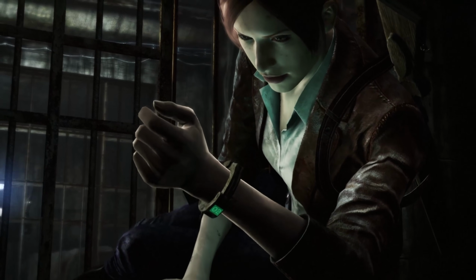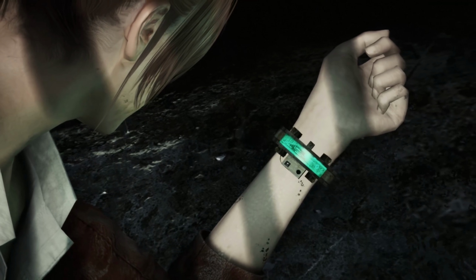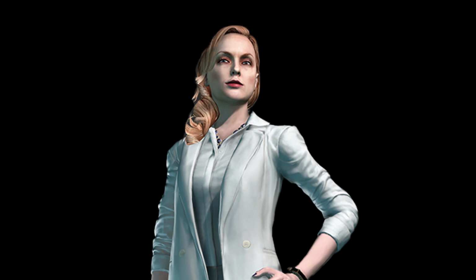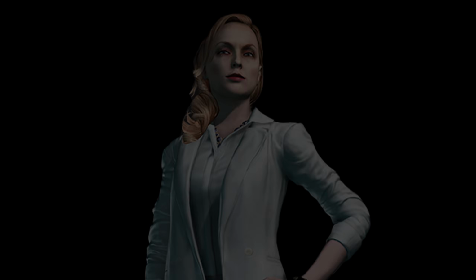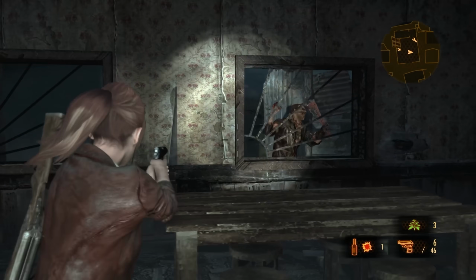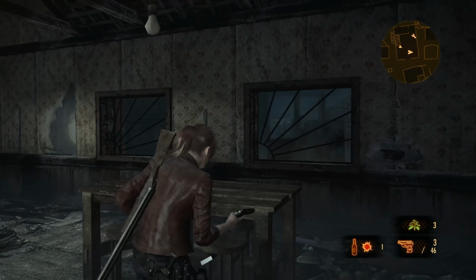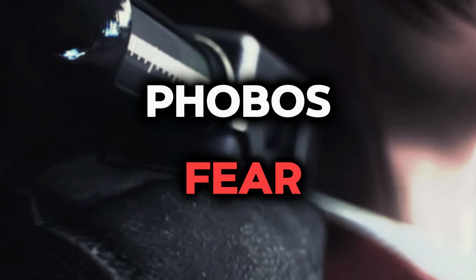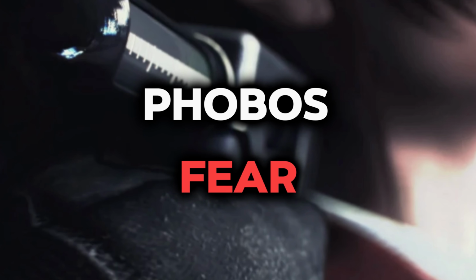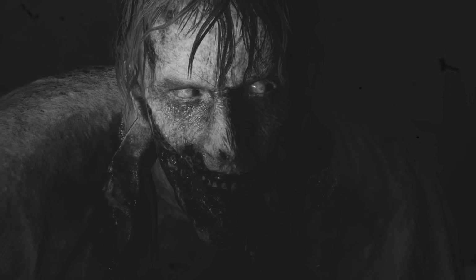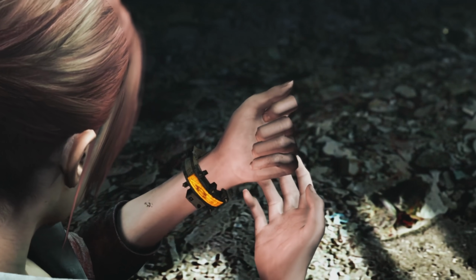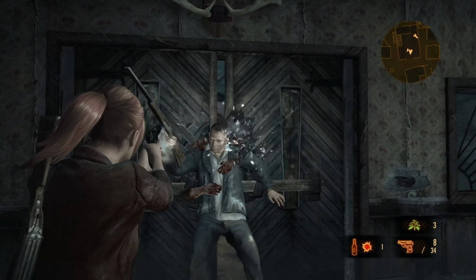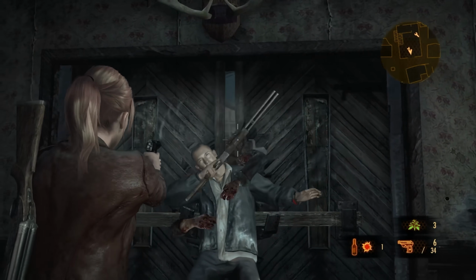The T Phobos virus was a unique offshoot of the T virus, designed not around physical strength, but around fear itself. Developed by researchers working under Alex Wesker, the virus was engineered to activate in response to a host's psychological stress. Its very name comes from Phobos, the Greek personification of fear, which perfectly reflects how it works. Unlike most viruses in the series that begin mutating the body immediately, T Phobos remains dormant in the bloodstream after infection, and it only activates when the host experiences intense fear or stress.